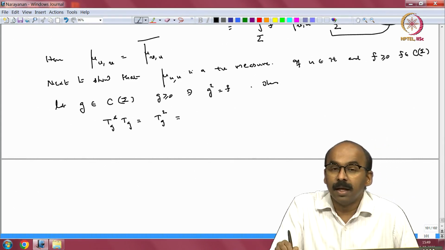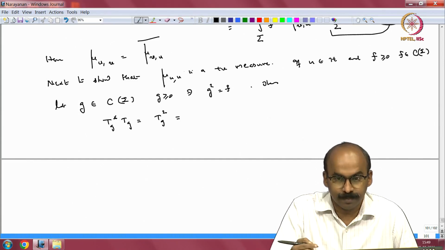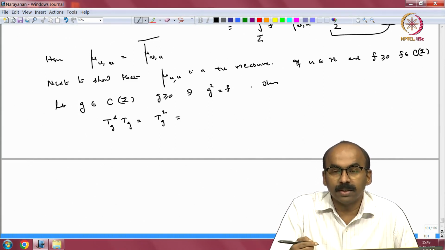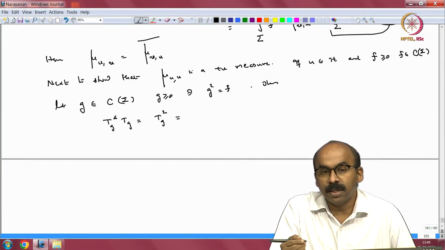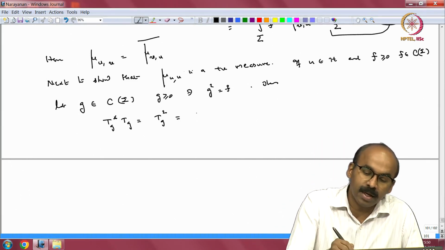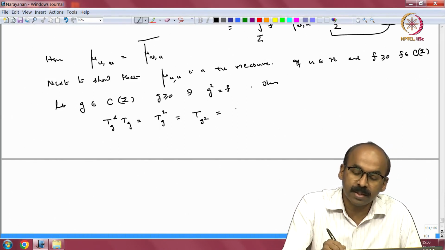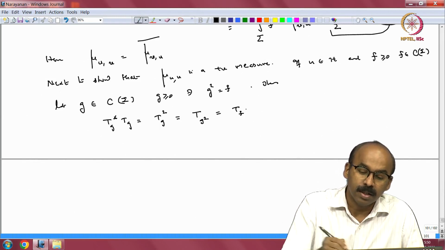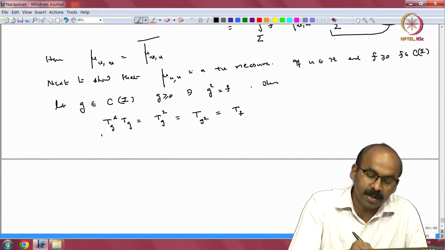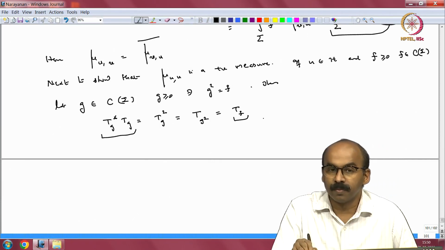But the Gelfand transform is an algebra homomorphism, right. So, T_g square is T_g into T_g. So, T_g into T_g should be the operator corresponding to g square, right, g into g. So, that is T_{g square}, okay, equal to, but g square is f. So, T_f, okay. So, if f is positive, what we are saying is the corresponding operator T sub f is positive, right.